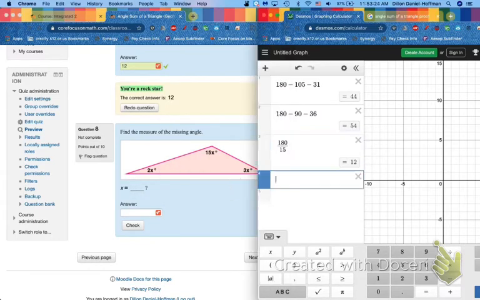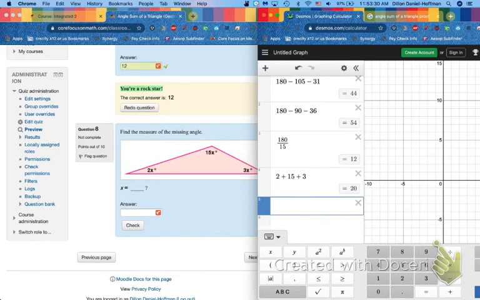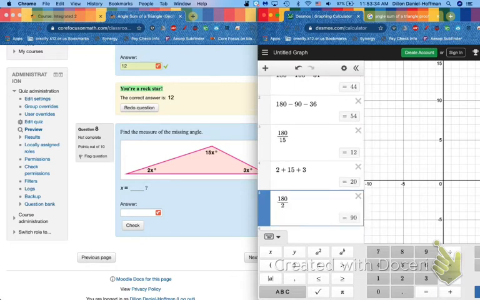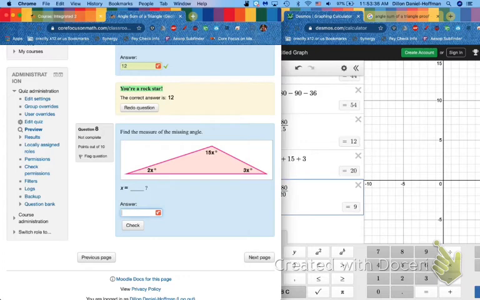Can add that over here. 2 plus 15 plus 3 is 20. So 20x equals 180. So I'm going to divide 180 divided by 20. Each of them are 9.